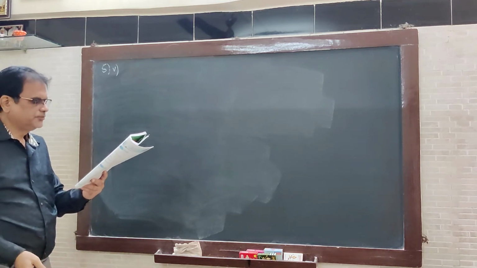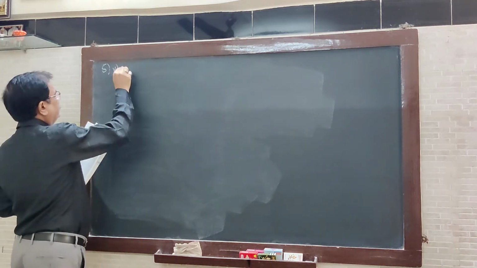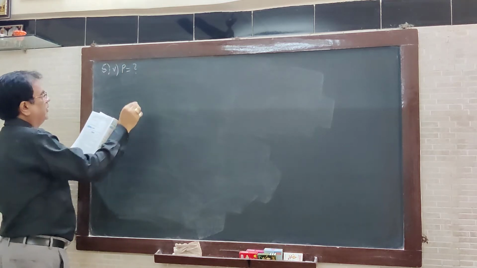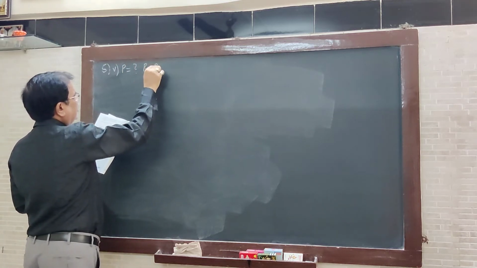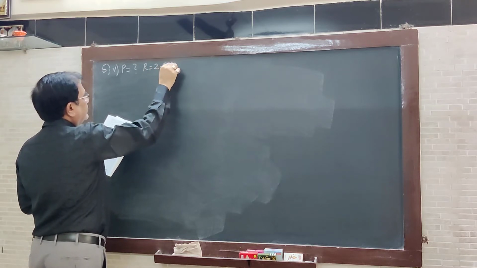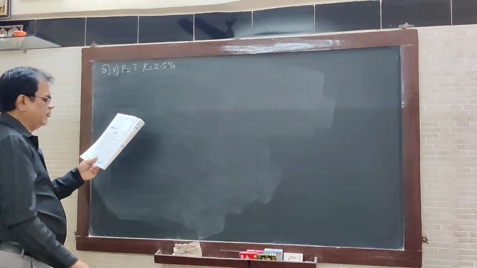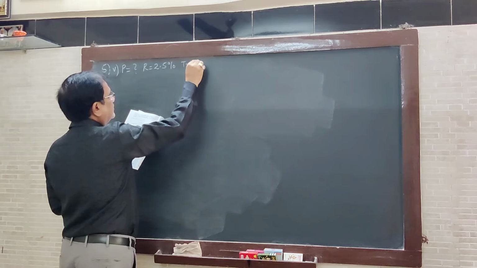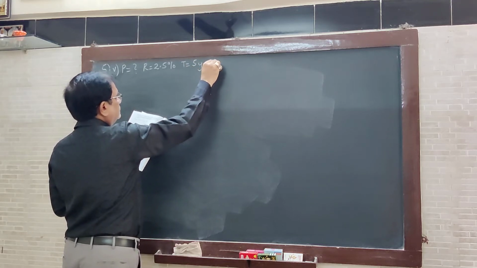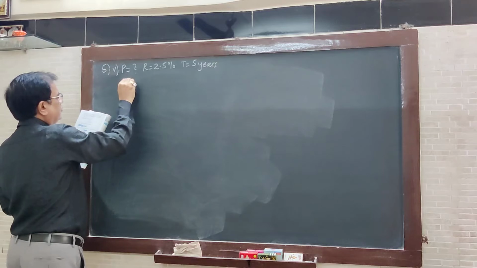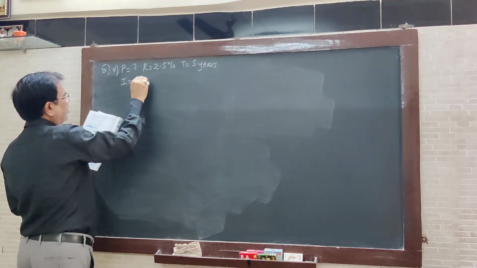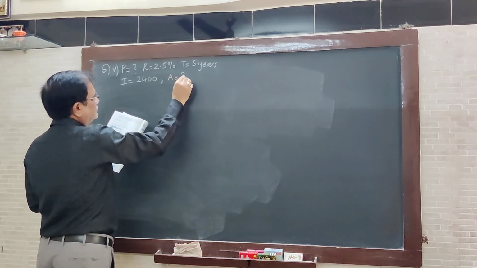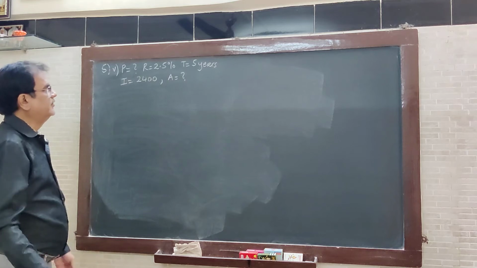So fifth sum, again now principal is not given. Principal is equal to question mark, rate of interest is equal to 2.5%. Time is given to you. Time is 5 years. Interest is given to you. Interest is 2,400 and you have to also find the amount. Okay, you have to also find the amount. So last sum this is now.